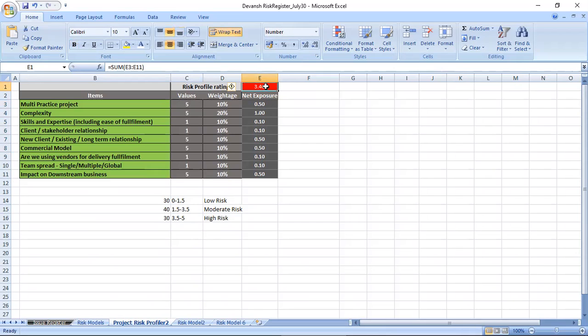Now, we need to understand this automatically 3.40, which is red. If it was 1, it would have become green. Let me do Control Z. Now, how do we distribute this risk, whether it is low risk, medium risk, or high risk? The approach that I take, you can have a different approach altogether.